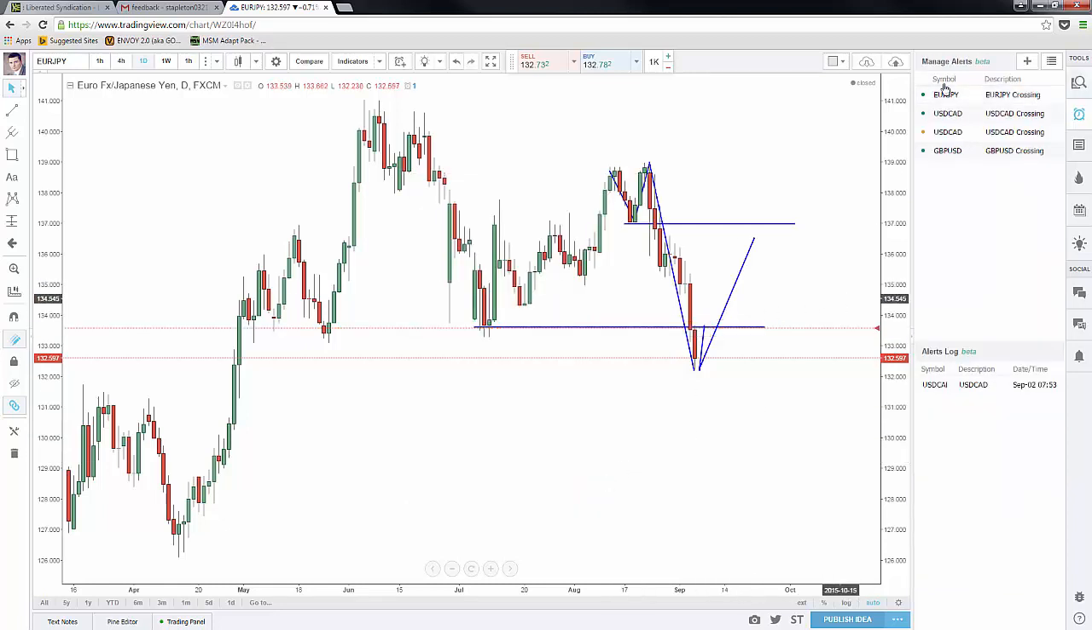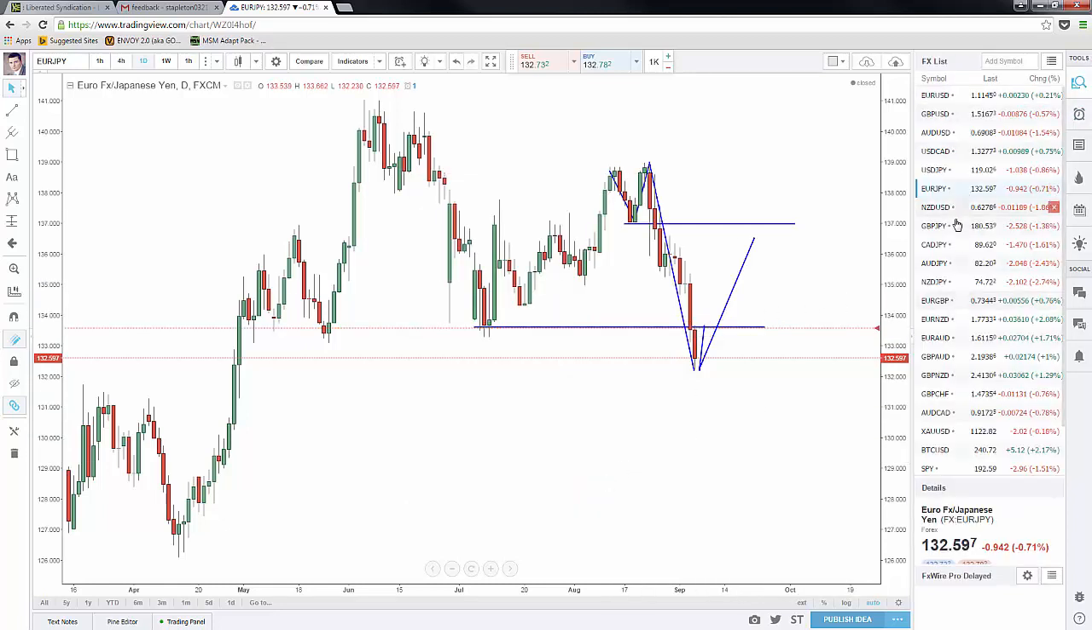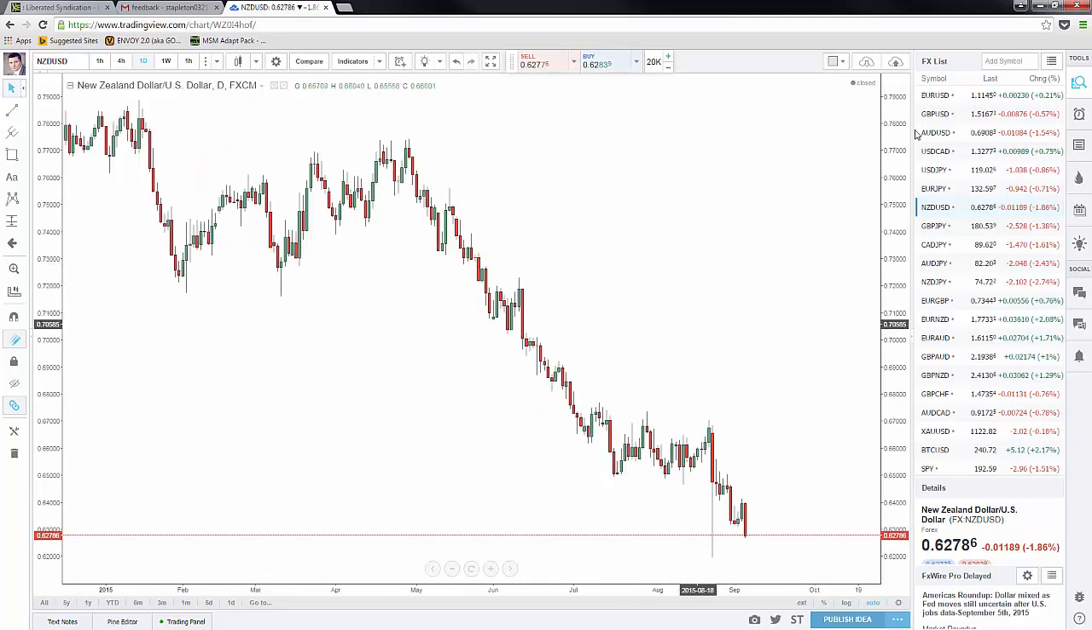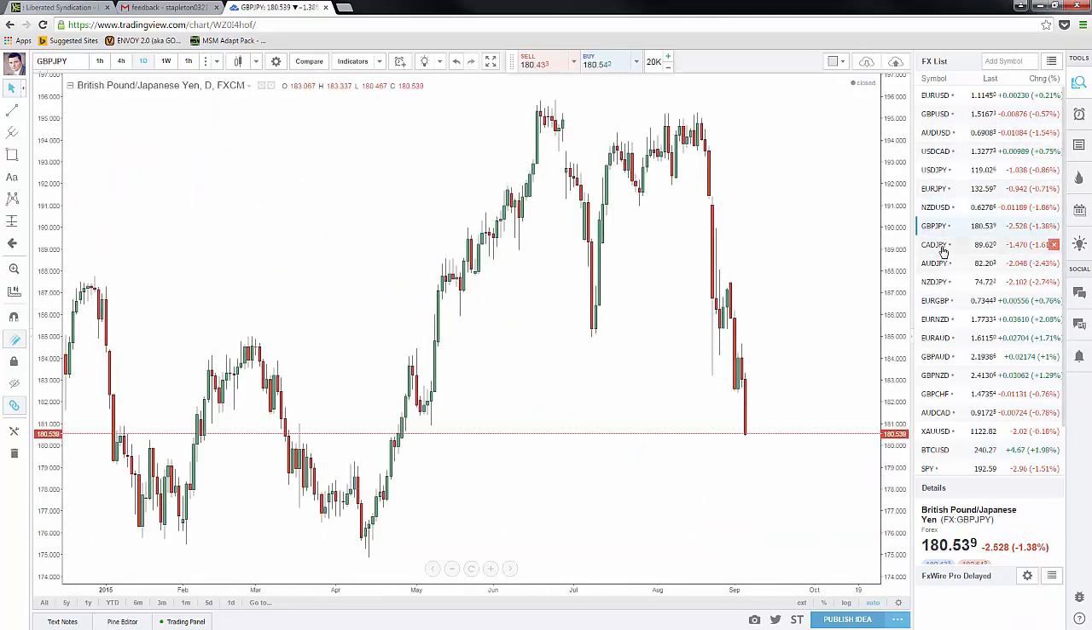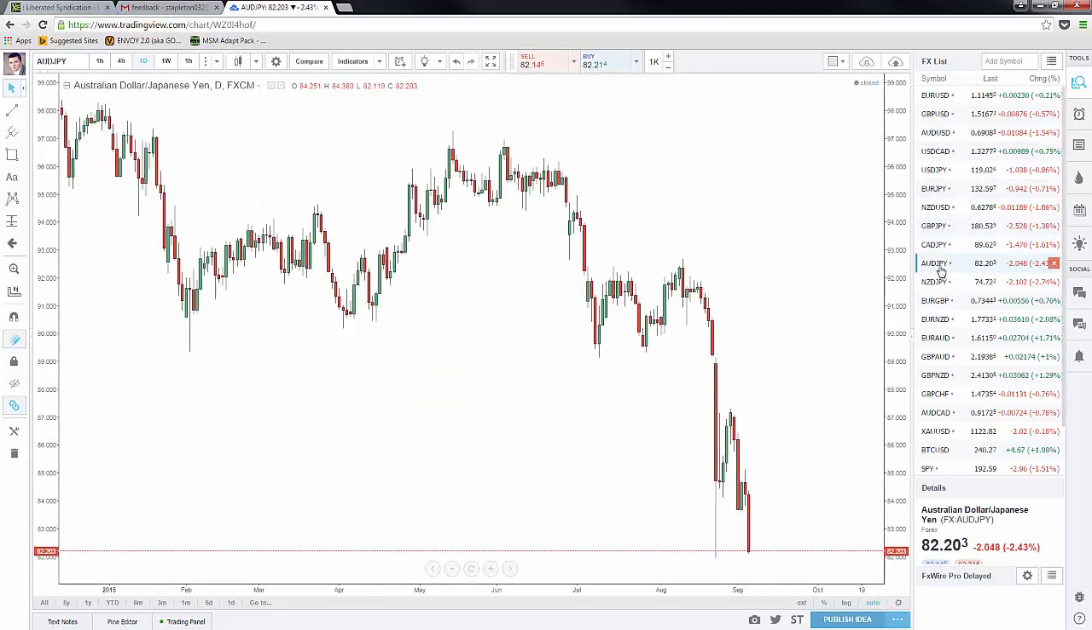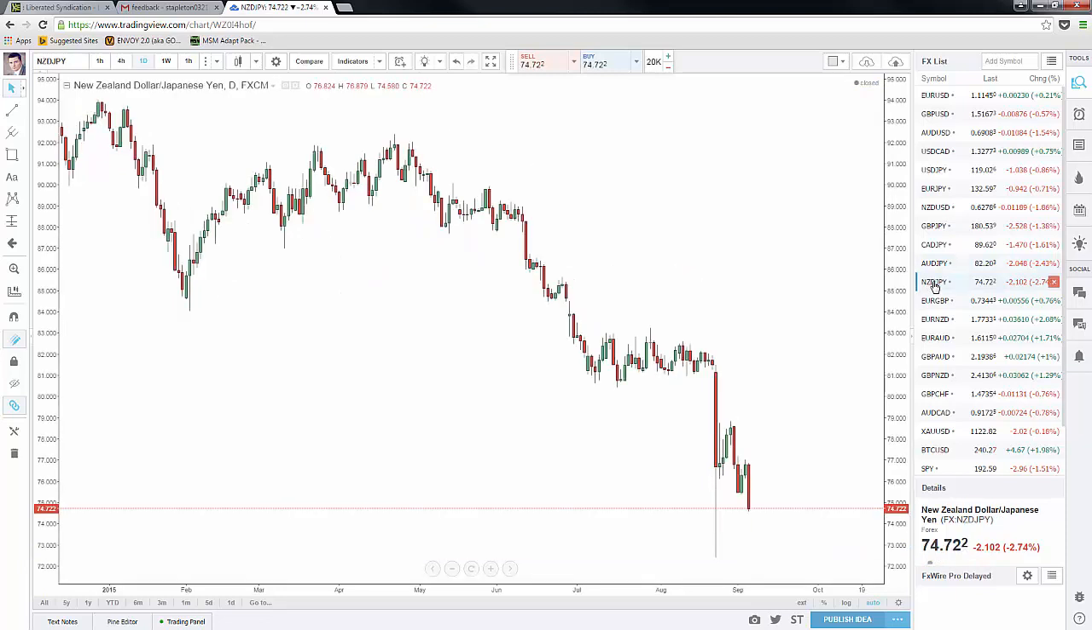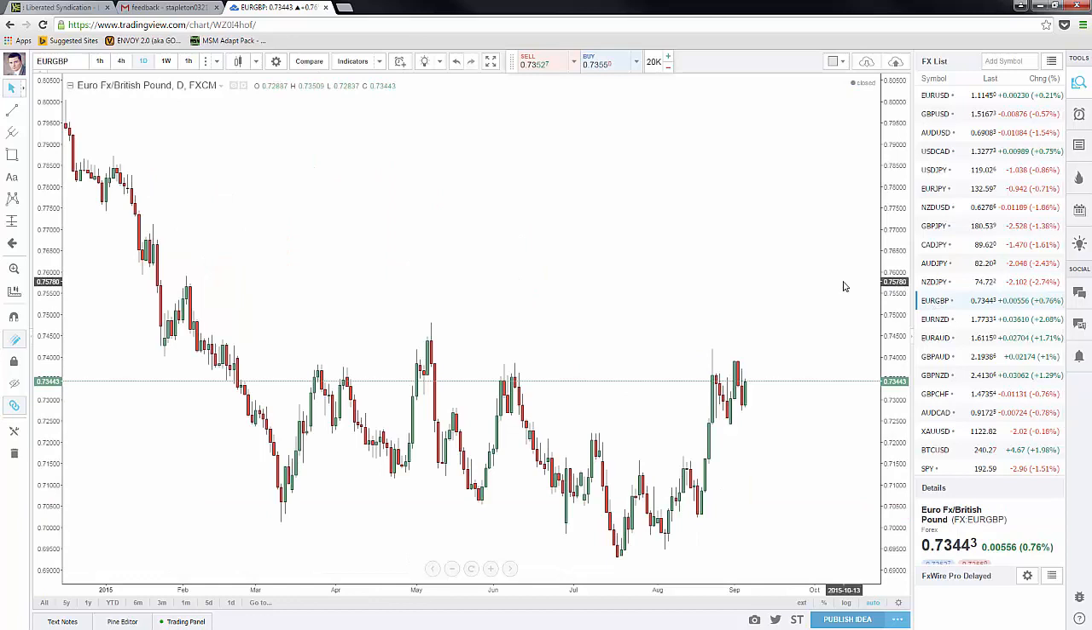Drop in my little alert, and now I'll be alerted if that happens. Then I come back down, New Zealand dollar, and we just continue down this line, doing that the same way with every single pair and trying to see, well, is there anything that looks like it might be setting up right as the market opens? Or are there any key levels that I need to be looking at as I go through the week, as I get ready for the week?